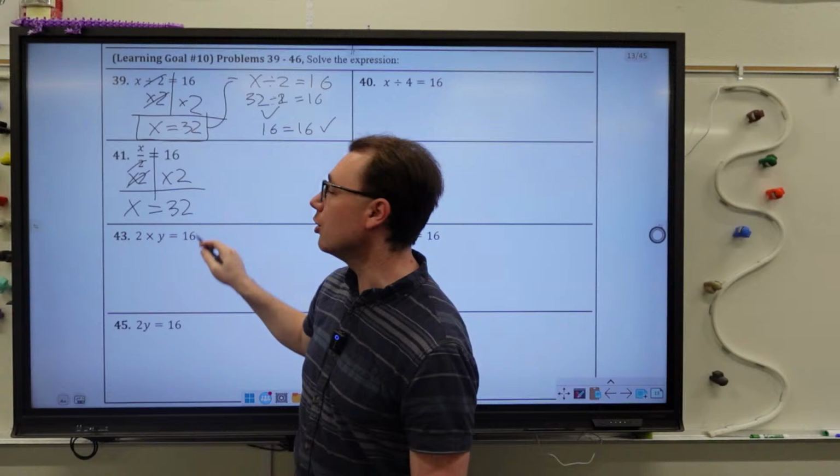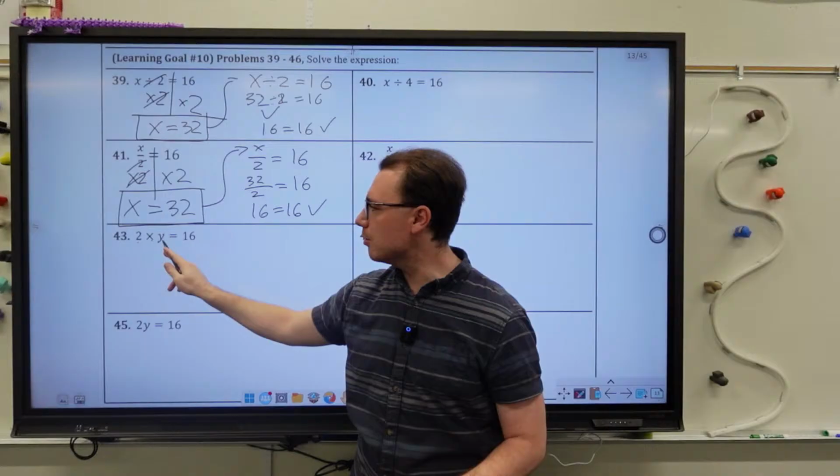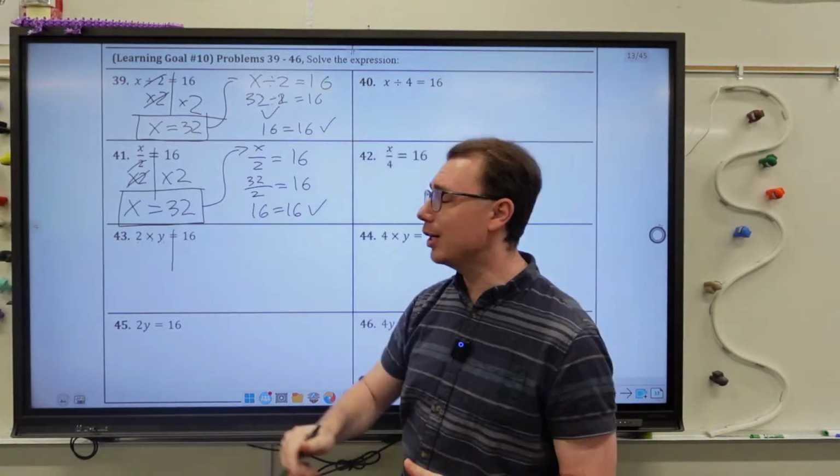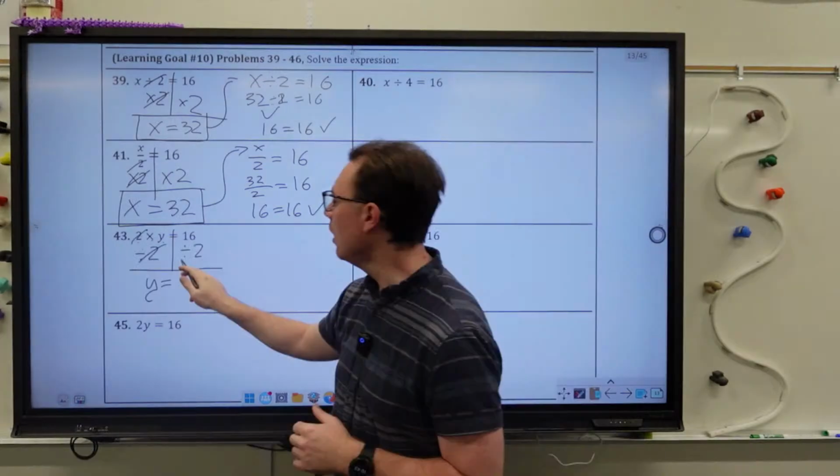In the inverse way, if we were given these problems, like 43 or 45, notice how we have 2 times y is equal to 16. Our first step is still the same. We put that line down the middle, but now we want to do the inverse operation of multiply by 2. Well, the inverse of multiply is going to be divide, and we want to divide by 2 here. Whatever we do to one side, we want to do to the other. We know these 2's both simplify out, leaving us just y on this left-hand side. And we know 16 divided by 2 gives us 8.